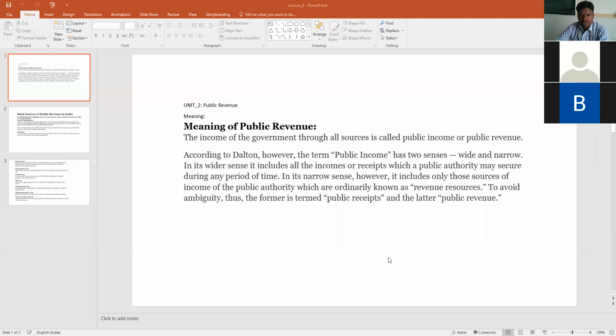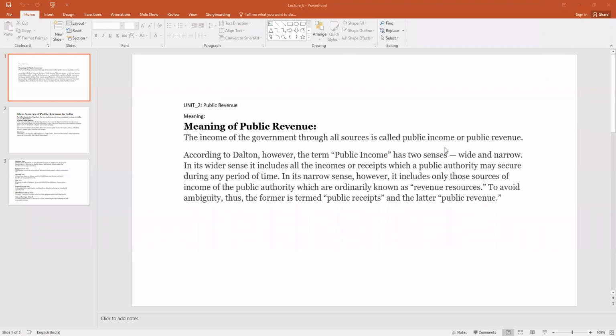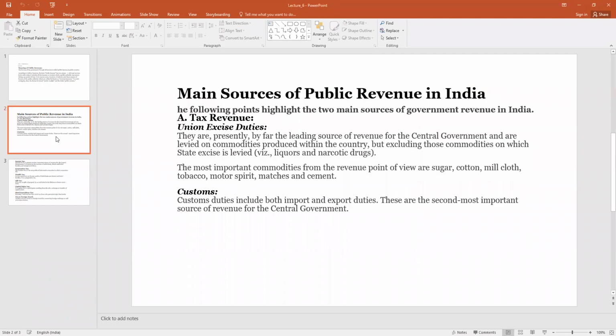Public revenue talks about the revenue collected from various sources such as tax revenue and non-tax revenue. We have also discussed the meaning of public revenue. It's an income generated from various revenue sources. And what are those sources of public revenue? Especially in India, we have tax revenue and non-tax revenue.